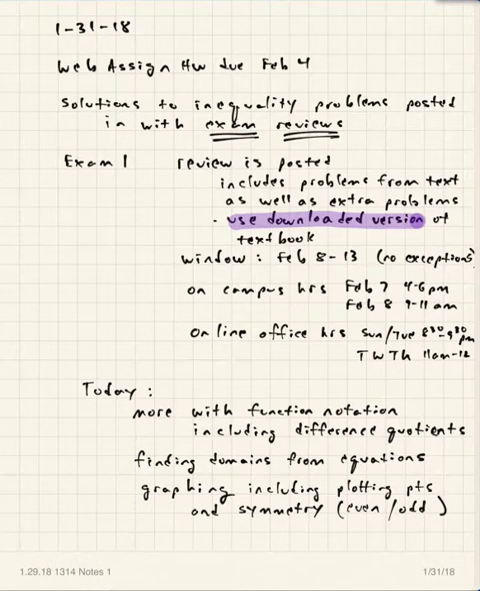The window for taking exam 1 opens a week from tomorrow, so February the 8th through the 13th. I will not make exceptions to that window. So be thinking about when you're going to take the test and where you're going to be taking the test.